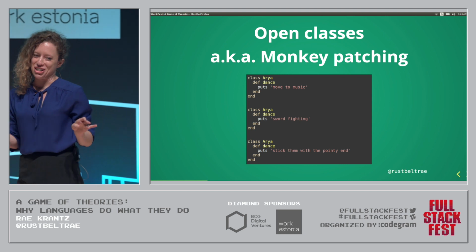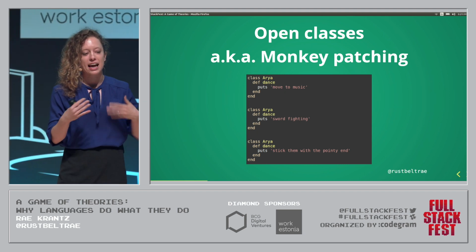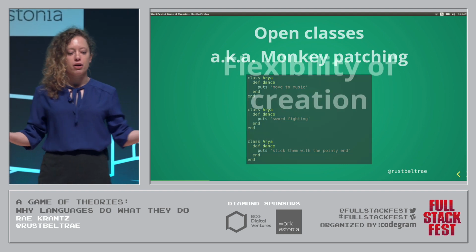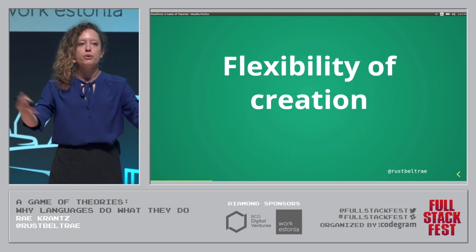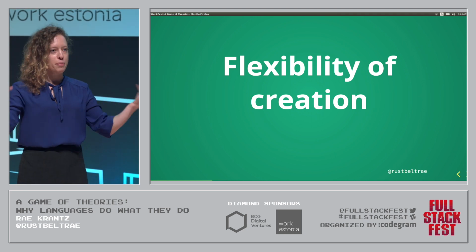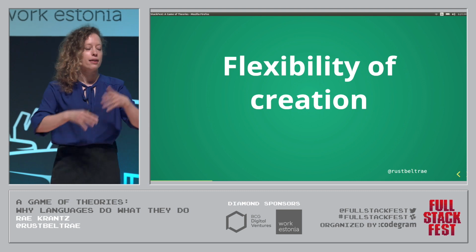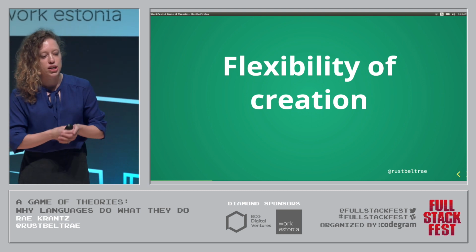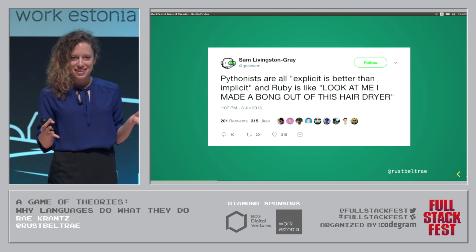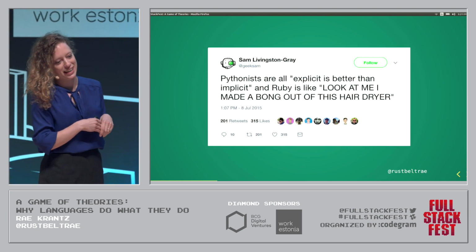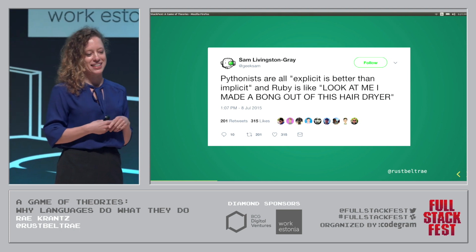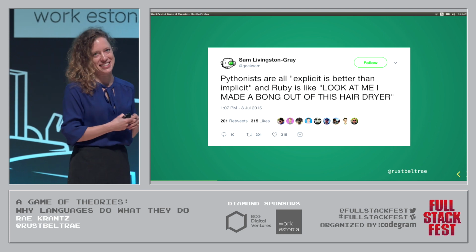And so it was very frustrating to troubleshoot, and that is kind of the weeds that you can get into with Ruby. However, it's a part of the language because Ruby wants you to have the flexibility of creation. Again, they want you to have fun and to be able to not be inhibited by rules or regulations when you are coding. This tweet kind of sums up the Ruby mentality a bit. Pythonists are all, explicit is better than implicit, and Ruby says, look at me, I made a bong out of this hairdryer.